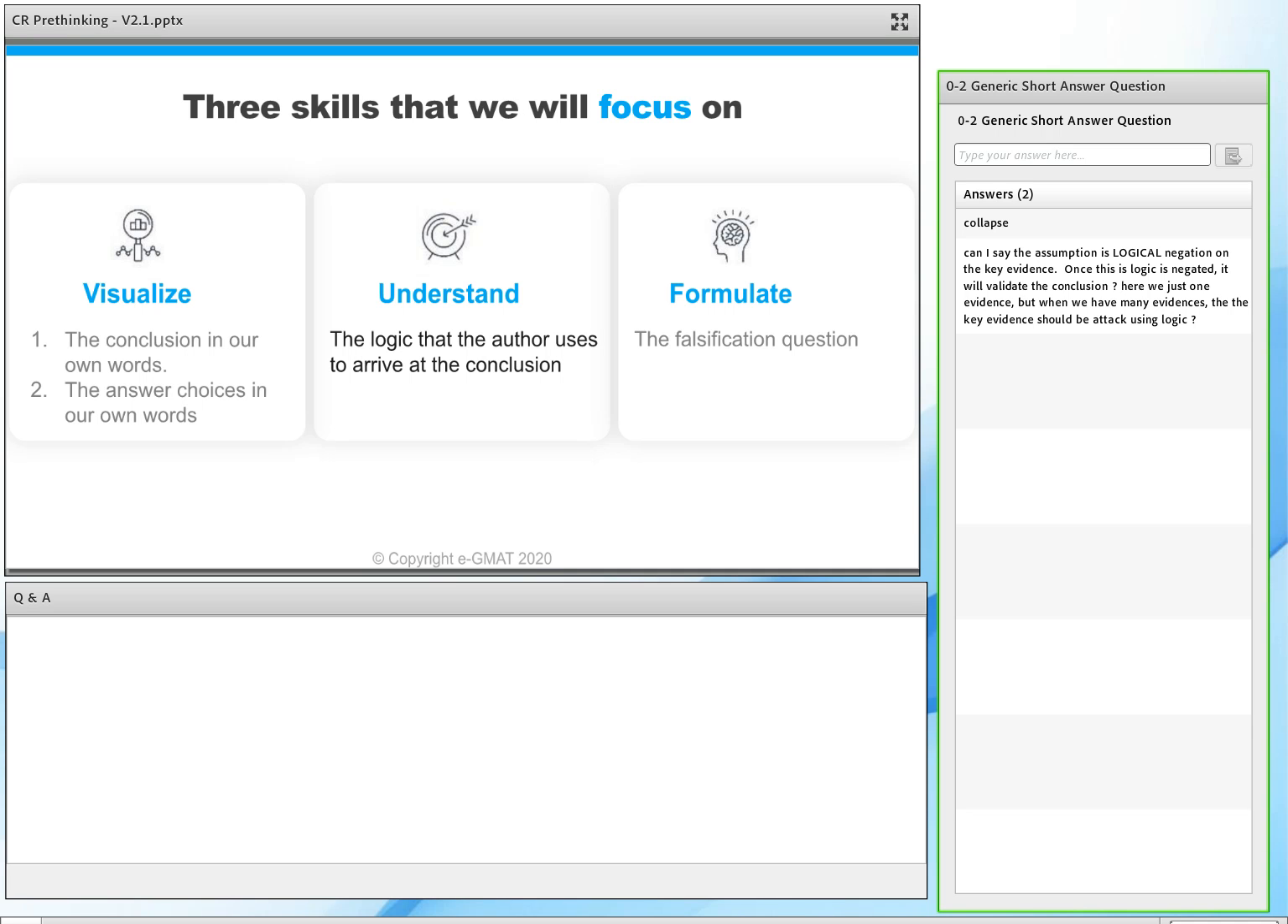Can I say that assumption is logical negation on key evidence? Once this logic is negated, it will validate the conclusion. Not really. It's not a logical negation. So in this case, it just so happened that you were not negating the key evidence, you were supporting the key evidence in assumption. So an assumption will support the key evidence. Why? Because your conclusion is built upon the evidence over there.